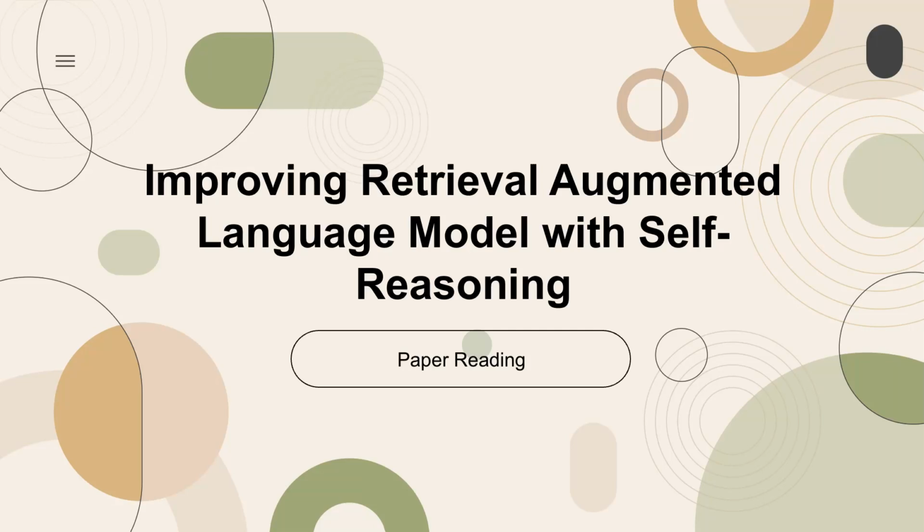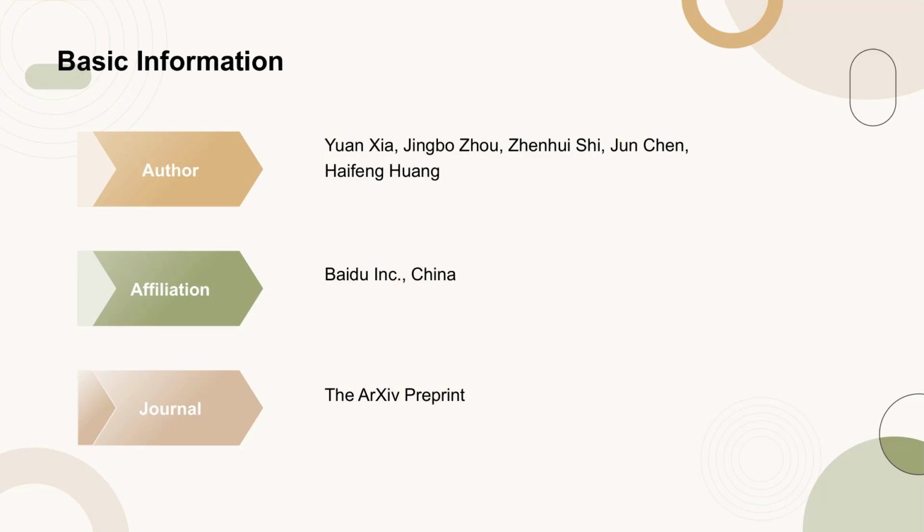Today's paper is titled, Improving Retrieval-Augmented Language Model with Self-Reasoning. This paper was published on the arXiv preprint by Yuan and colleagues from Baidu Incorporated, China.